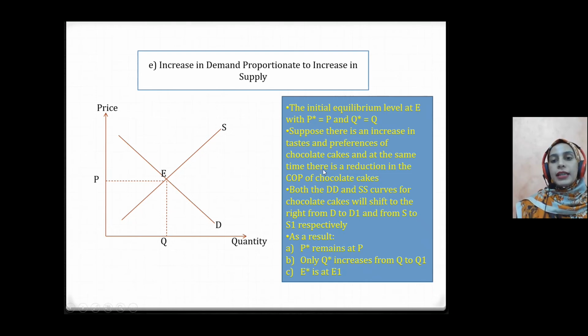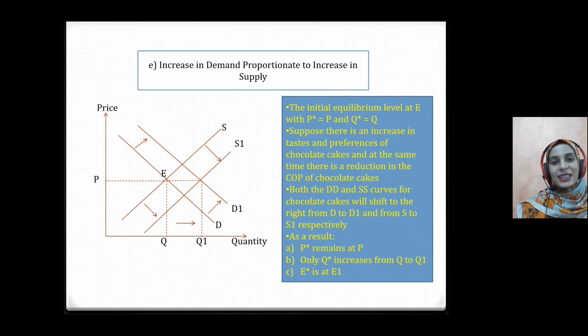And at the same time, there is reduction in the cost of production of chocolate cake. So when the cost reduces, the supply will increase. The supply curve will shift to the right. So demand curve shift to the right and supply curve shift to the right at the same proportion. So what we can see here is supply 1 intersect with the demand 1. So the quantity will increase, but there is no change in the price.